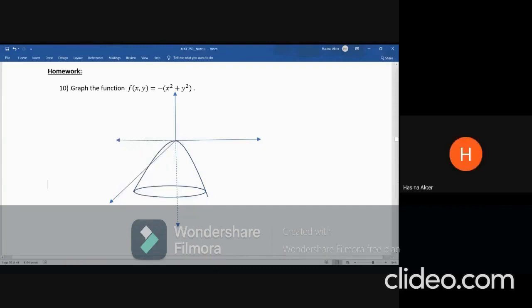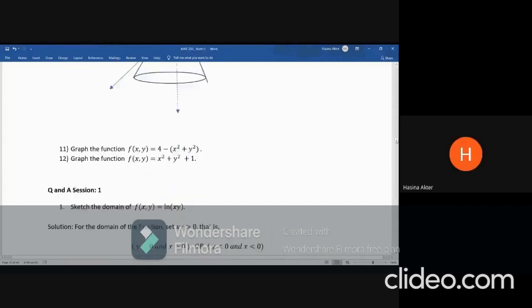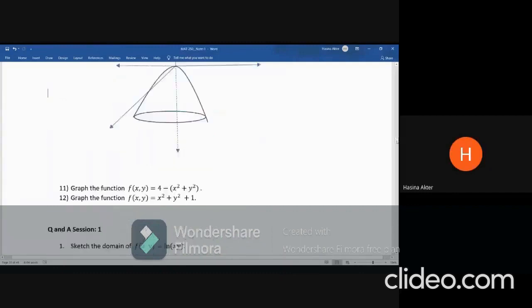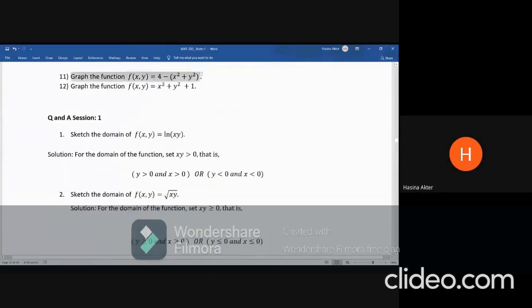Okay. So now, then I will take answers from you. The origin is the vertex for this paraboloid as well. But for this one, can you tell me the vertex of this paraboloid?